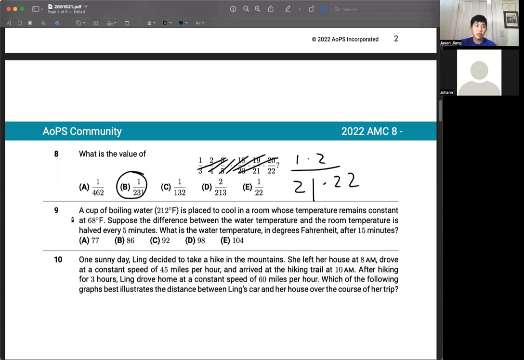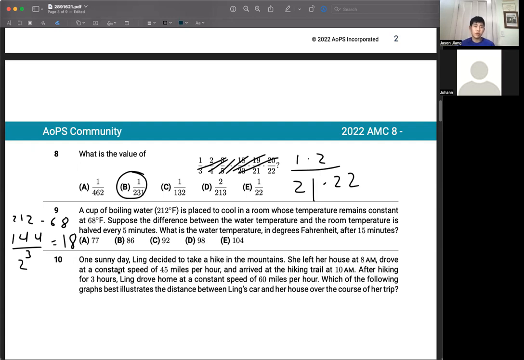Okay, so first things first, we need to find the difference between these two. So that would be 212 minus 68, and that would give us 144. We know that this difference is going to be halved every 5 minutes. After 15 minutes, it's going to have halved 3 times. So we're going to divide by 2 cubed, and that gives us 18. So that means that the difference between the water and the room temperature should now be 18 degrees.